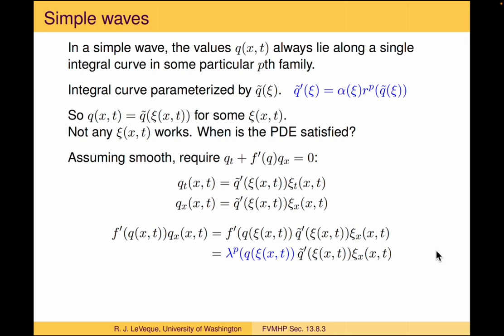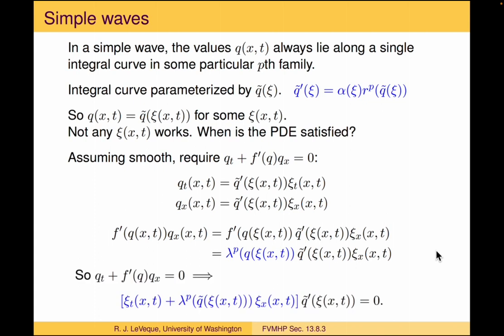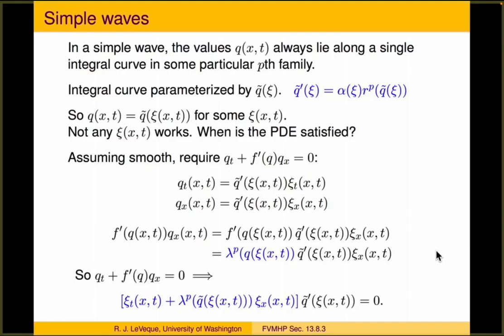And so now we can plug this into our PDE, putting it into q_t plus f prime of q, q_x equals 0. And what we end up with is that this scalar times the vector q tilde prime of xi(x,t) has to equal 0. Okay, so now we end up with a scalar equation that this has to equal 0.